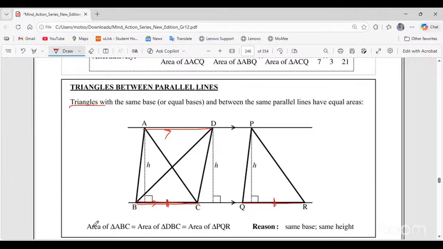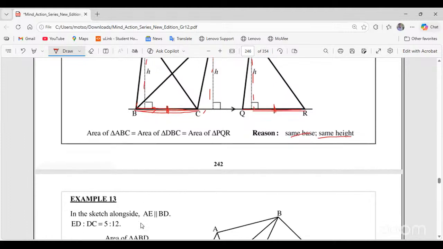Now, here we have the area of triangle ABC is equal to the area of triangle DBC, which is equal to the area of triangle PQR. What is the reason behind that equality? It is the same base and the same height, because we have the same bases and the same height h between these parallel lines. I hope this makes sense. So now let's see how we can apply this on some examples.